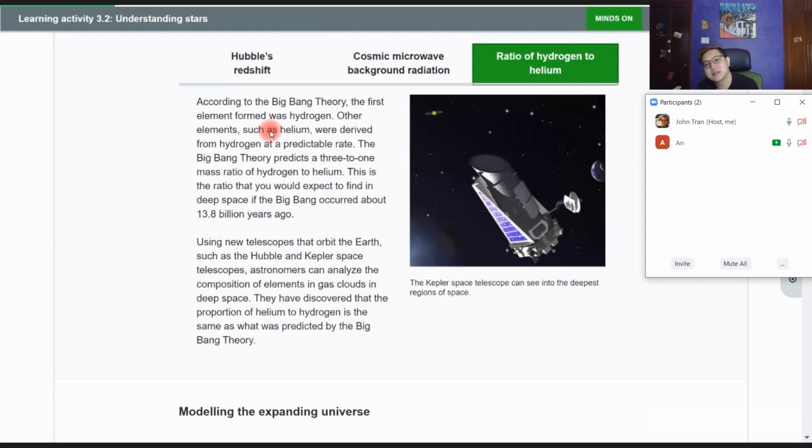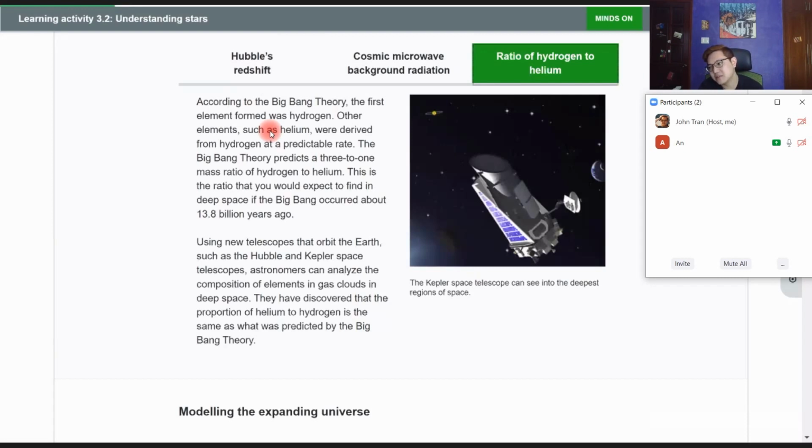Basically, we use the Hubble telescope and we check it out. We can analyze the composition of elements of gas clouds in deep space. Because gas clouds emit some kind of rays as well, and we can analyze that, so we can figure out their chemical composition, like what they are. So we can figure out that the proportion is the same, like 3 hydrogen to 1 helium.